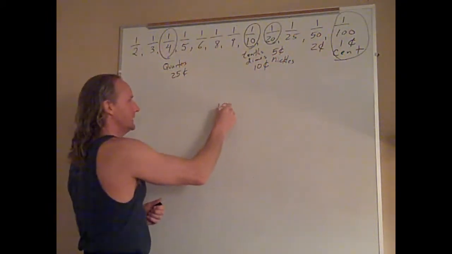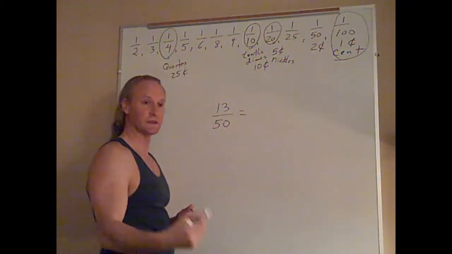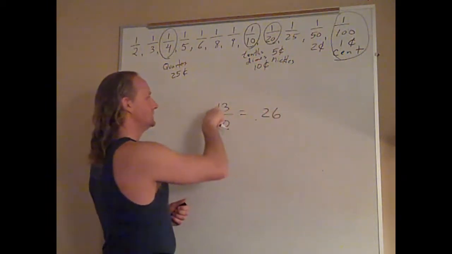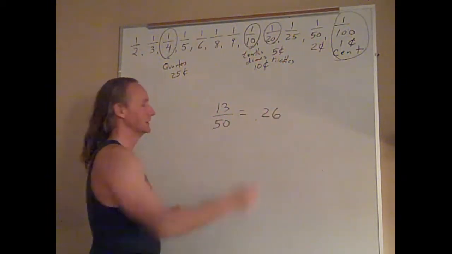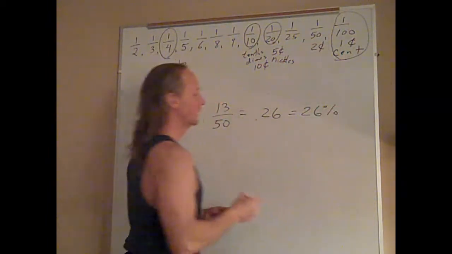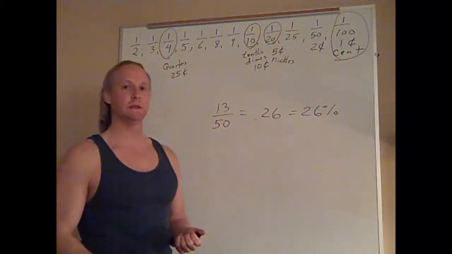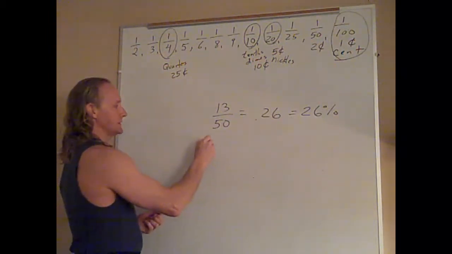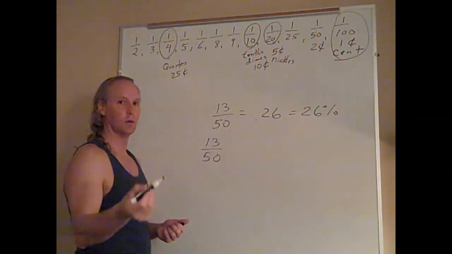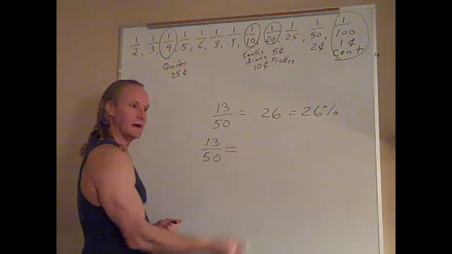If I say 13 50ths, I literally mean 26 cents, because each 50th is worth 2 cents. That's 26%. Another way of looking at the same thing, and the way you may have originally seen this, is that when we write 13 50ths, in order to convert to a decimal or a percent, we would like to have it over 100.